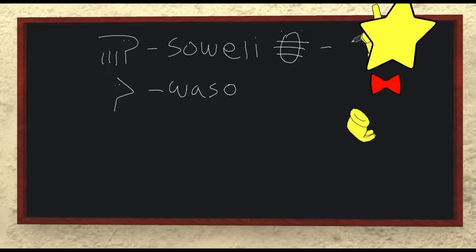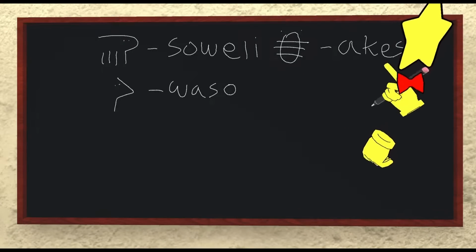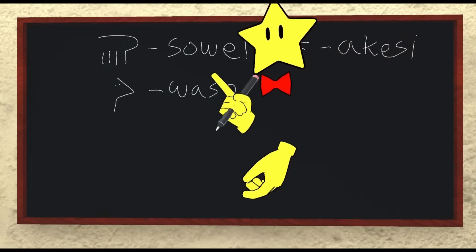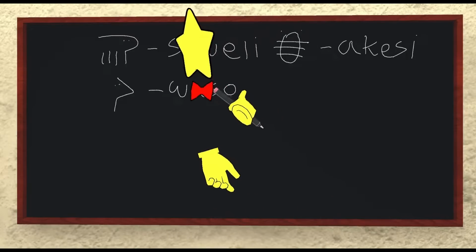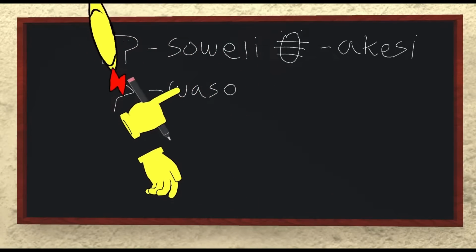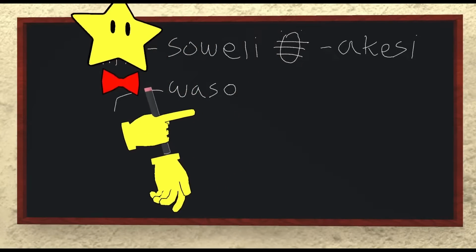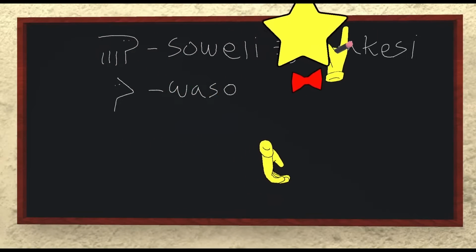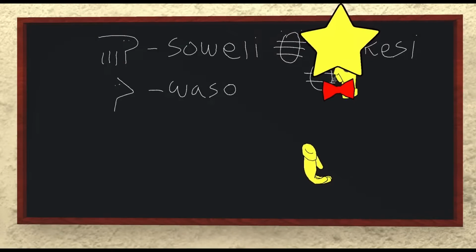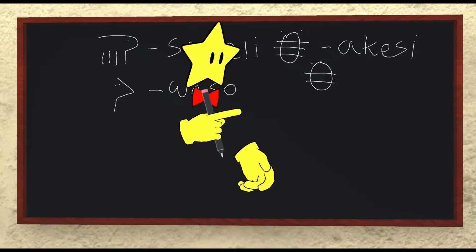Next, we have akesi. A-K-E-S-I. Akesi has to do with all reptiles and amphibians, and it's drawn with, again, an abstract representation of a reptile. Something worth mentioning is that sometimes you'll see this drawn with 4 legs instead of the 6 you see here. Something like this. Both of those are akesi.